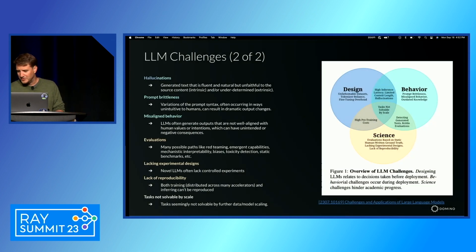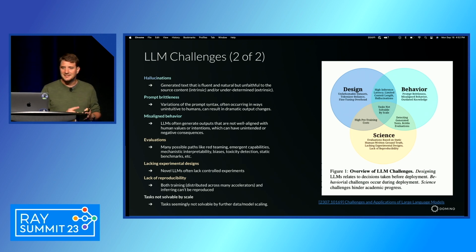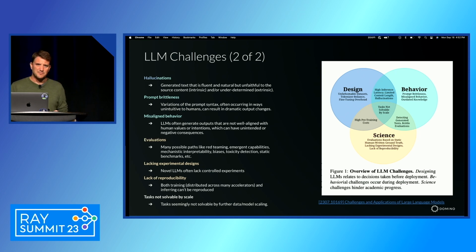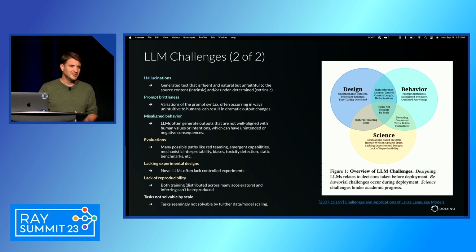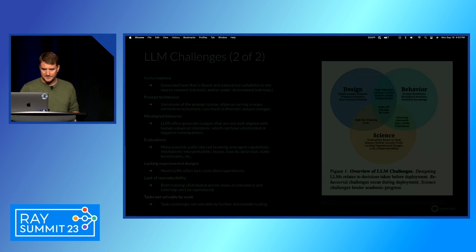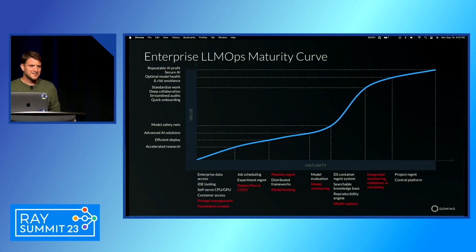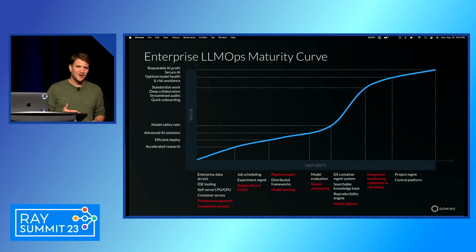I'm going to go a bit quicker here, but hallucination, prompt brittleness, and misaligned behavior are all behavior issues that can be addressed. Evaluation, as I mentioned, is still a big challenge in the world of LLMs and generative AI in general. And that's it.